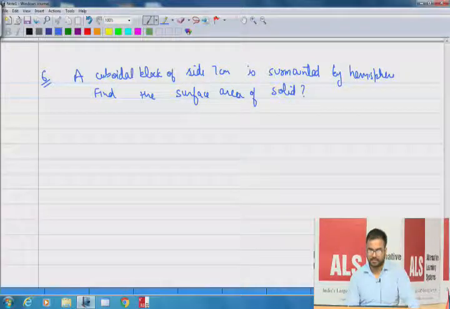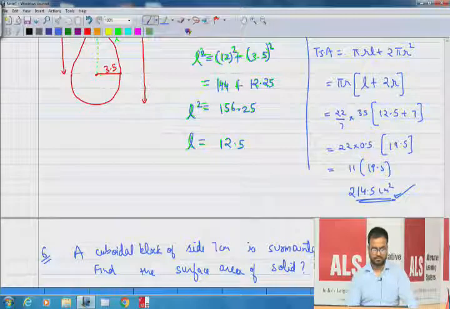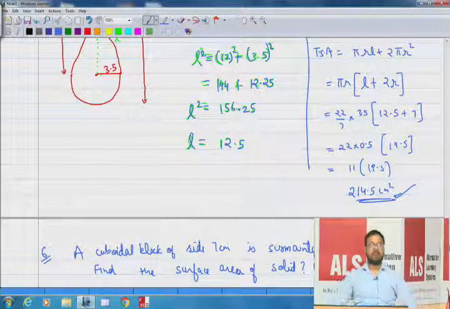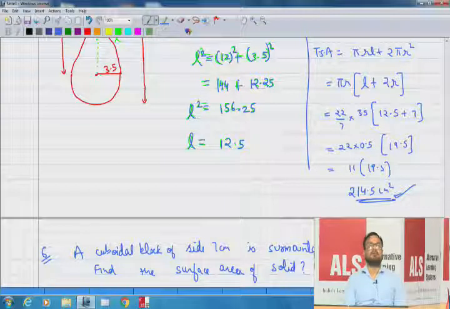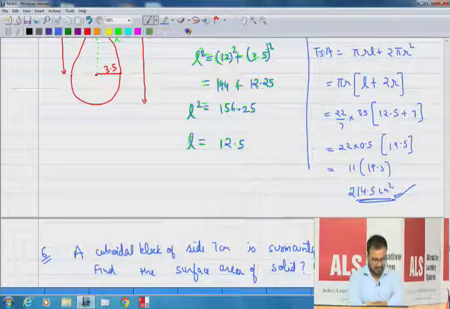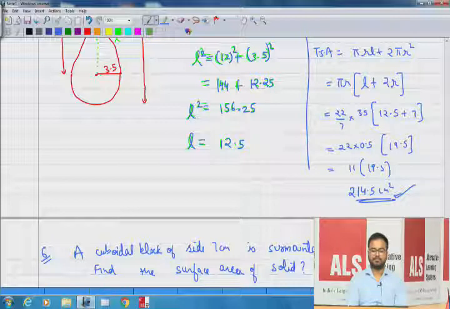Okay, previous slide. All of you try this question. A cuboidal block of side 7 centimeter is surmounted by hemisphere. Find the surface area. Surmounted by hemisphere of greatest diameter. Whatever diameter it can fit.